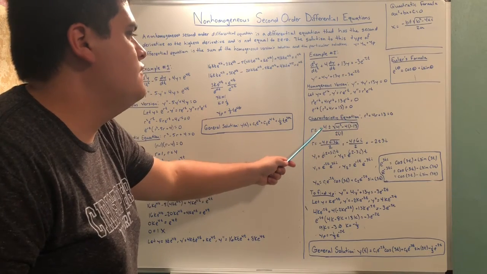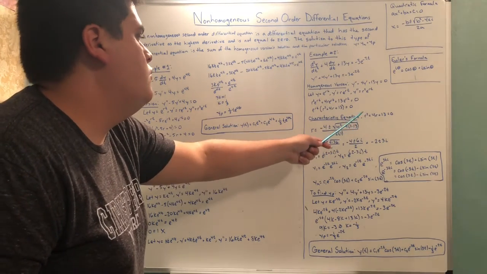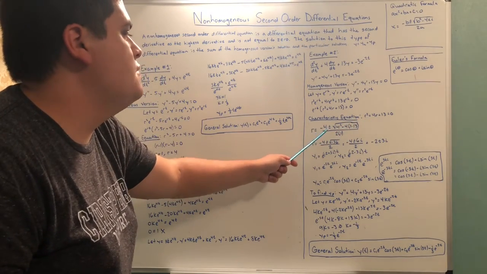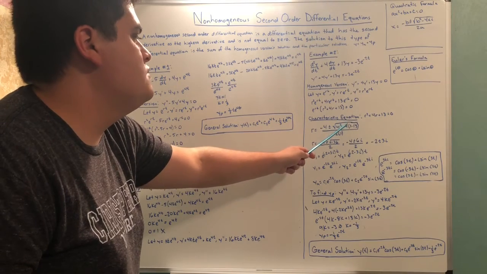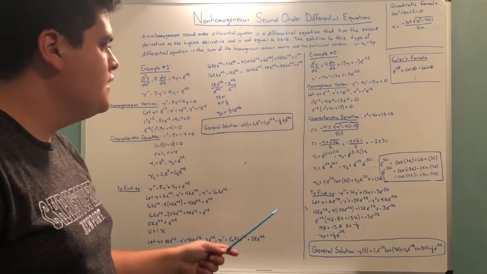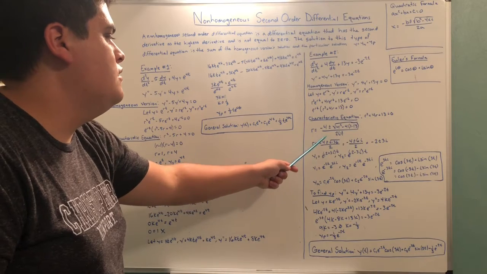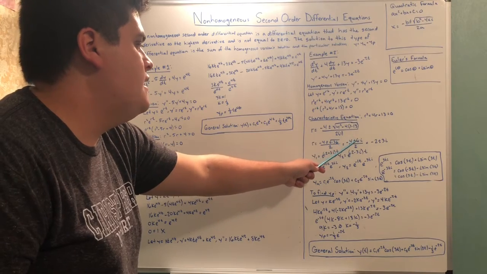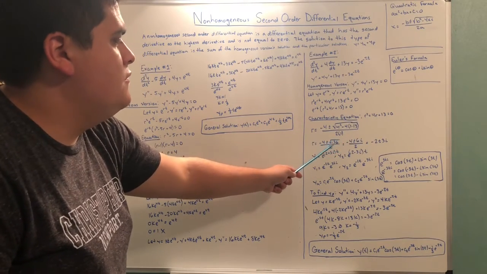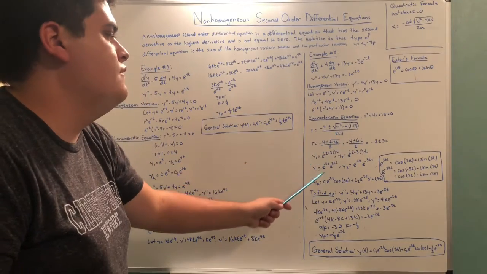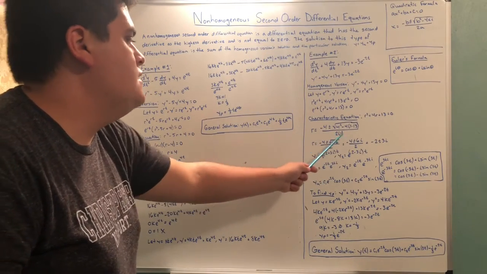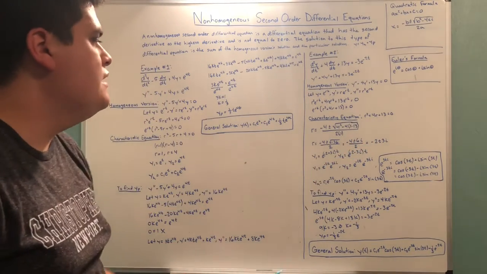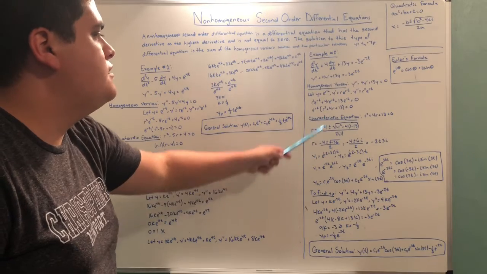So r is equal to negative 4, where 4 is b, 1 is a, and c is 13. So r is equal to negative 4 plus or minus the square root of 4 squared minus 4 times 1 times 13 over 2 times 1. This implies that r is equal to negative 4 plus or minus the square root of negative 36 over 2, which is equal to negative 4 plus or minus 6i. This negative in here makes it an imaginary number, and the square root of 36 is 6. So r is equal to negative 4 plus or minus 6i over 2, which is equal to negative 2 plus or minus 3i.